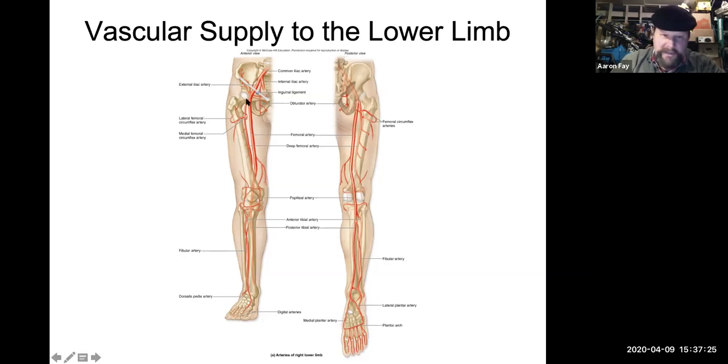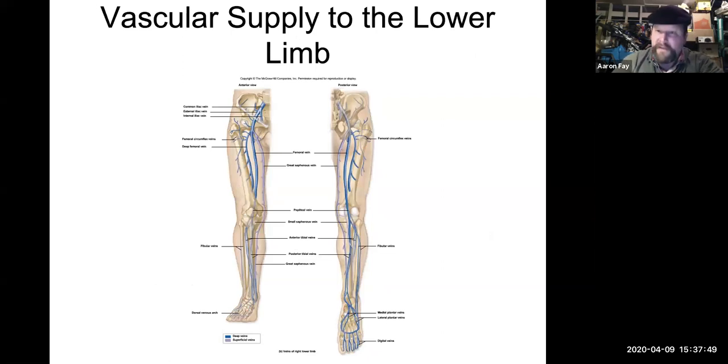So here we just have the addition of a deep femoral. Once the femoral artery goes behind the knee, it becomes the popliteal. Popliteal then splits anterior and posterior, because in the arms it went radial, ulnar. Now it's going posterior and anterior, and we end in an arch and end in digital arteries.